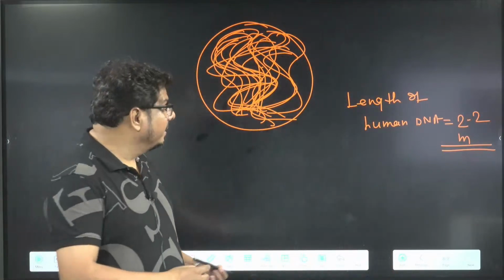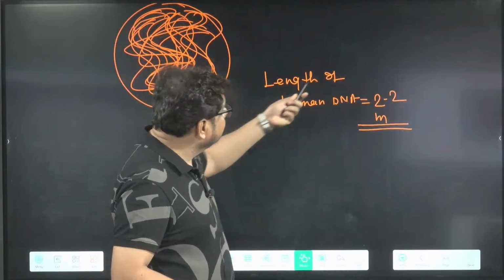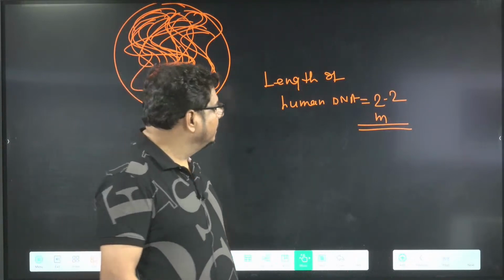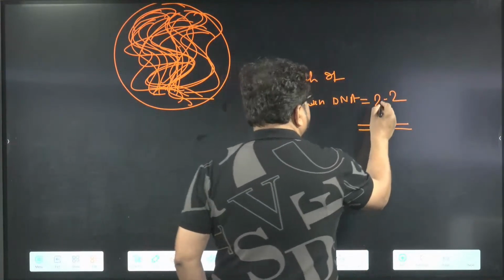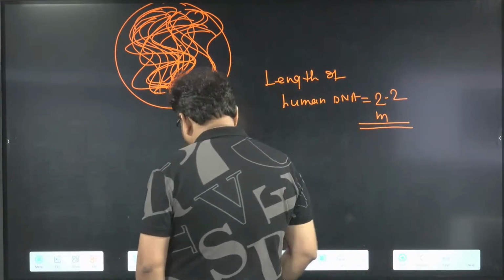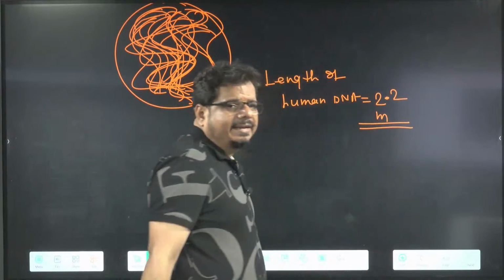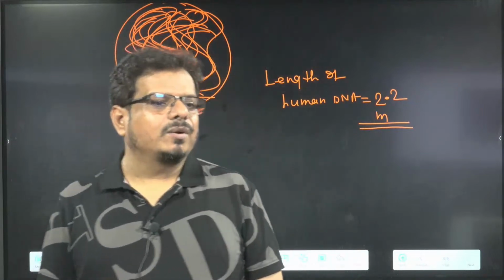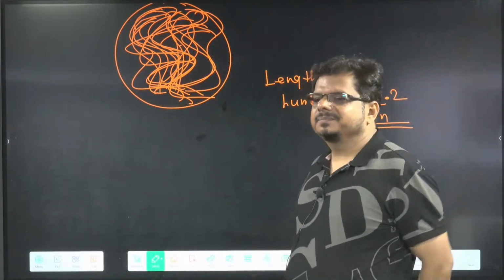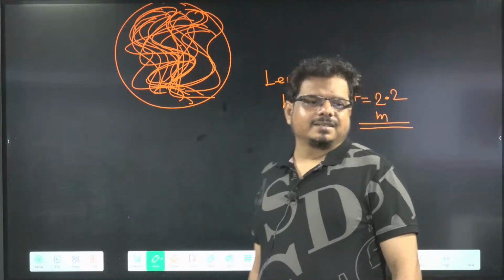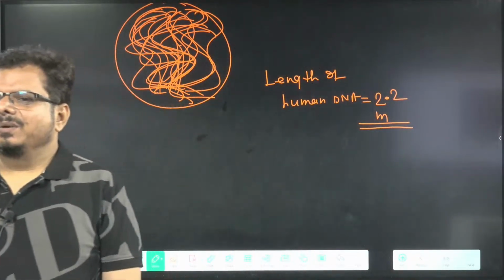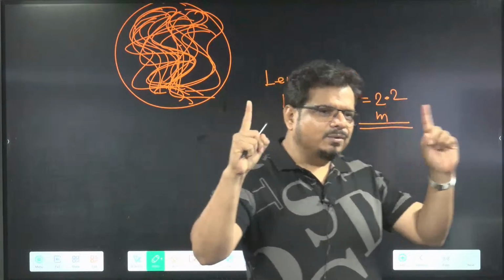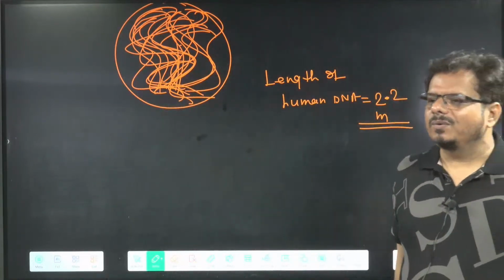Understanding the idea? Now I am asking a question. 2 meter is the length of how many DNA? Answer it. One student is saying, sir, 1 DNA. Another student is saying, sir, 46 DNA. Pin your answer: 1 DNA, 2.2 meter, or 46 DNA, 2.2 meter.